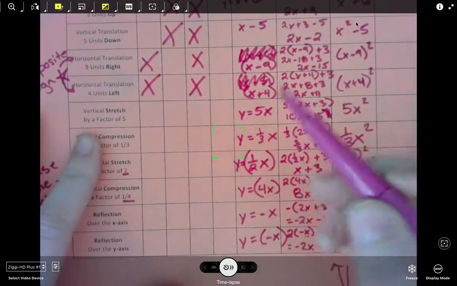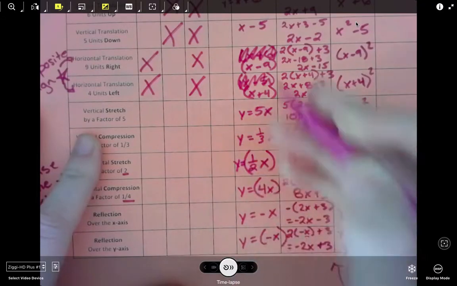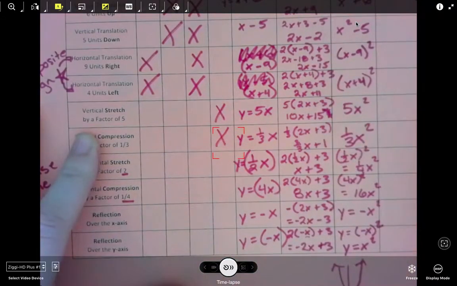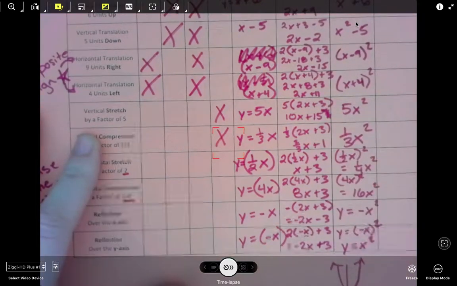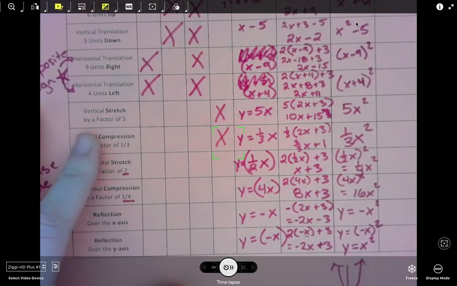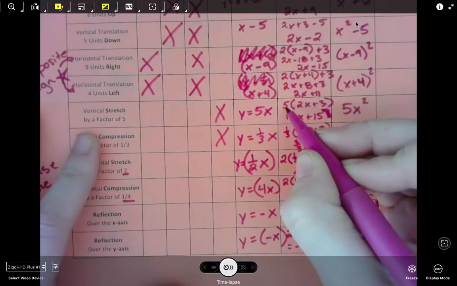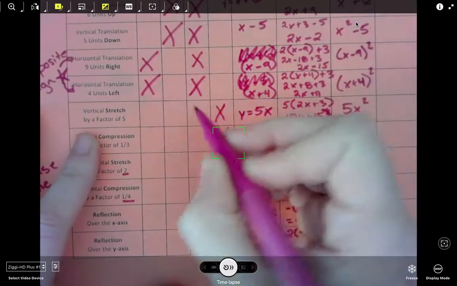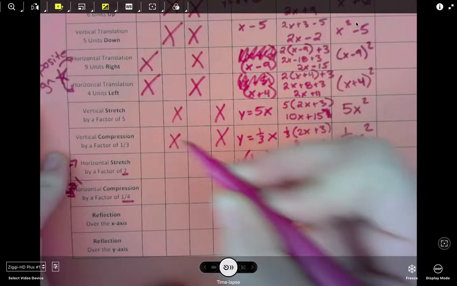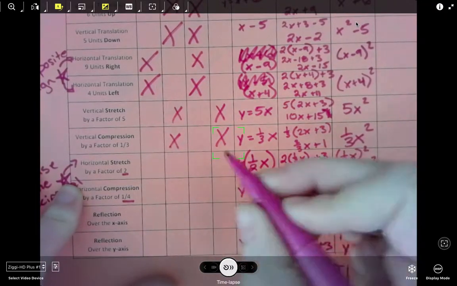Now, vertical stretch and compression. Are you adding and subtracting or multiplying? Multiplying. I'm multiplying by 5, multiplying by 1/3. And am I multiplying it outside of the function or inside parentheses? Outside. The 5 is being multiplied on the outside of the entire thing, right? Outside, outside. Okay?